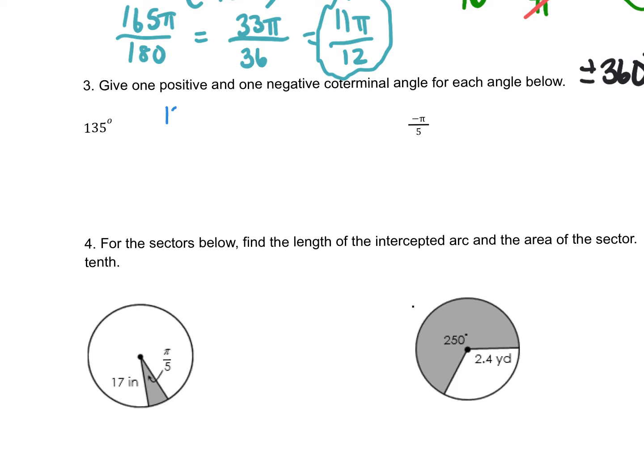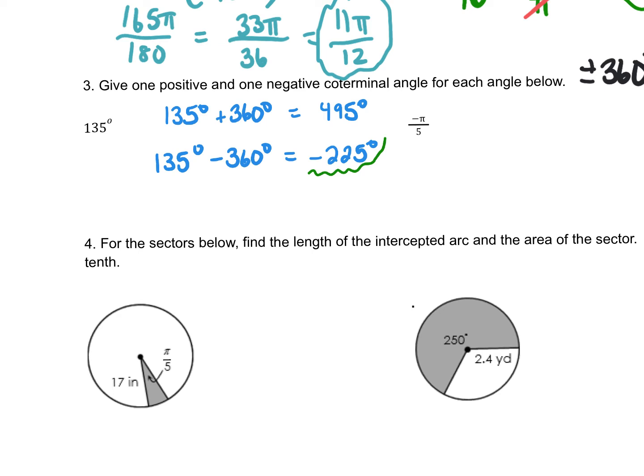For a degree one, it's really simple. We'll take the angle we're given and add 360, and then take the angle we're given and subtract 360, making sure that one final answer is positive and one is negative. If I add, I'll get 495, which is definitely a positive angle. And if I subtract, I'll get negative 225, which is a negative angle. When it says one positive, one negative, I want one of my answers to be positive and one to be negative.